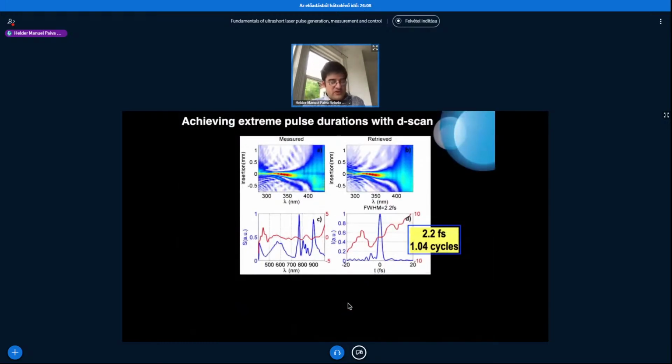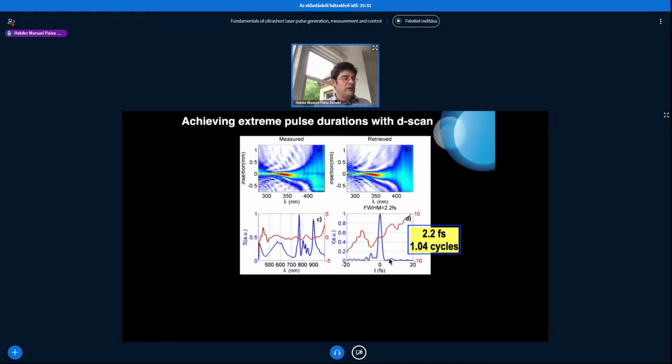And this is an image from a more recent result where we obtained, as far as we know, the shortest optical pulse ever produced and measured using an optical technique. This is the dscan measurement, this is the retrieval, the spectrum is here, very broadband, from 400 nanometers up to more than 1000, so it's white light and more. And in the time domain, it's a really, really short pulse with only 2.2 femtoseconds. And more importantly, this is a single cycle pulse. It only includes one single oscillation of light, okay?